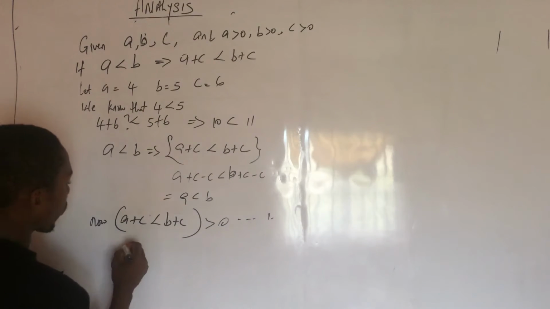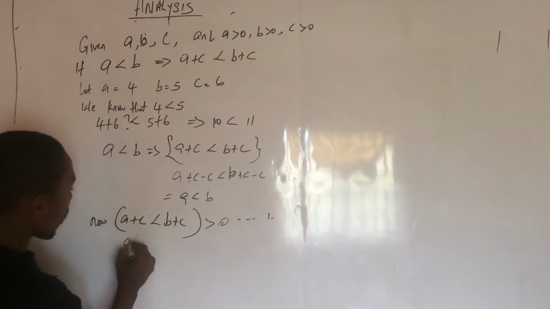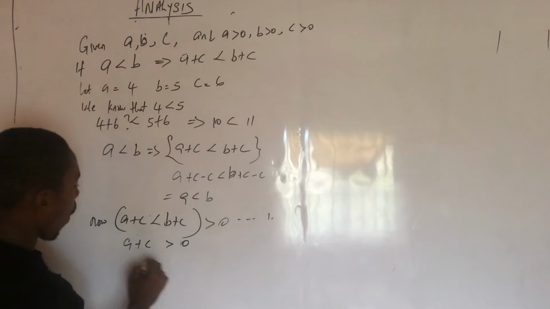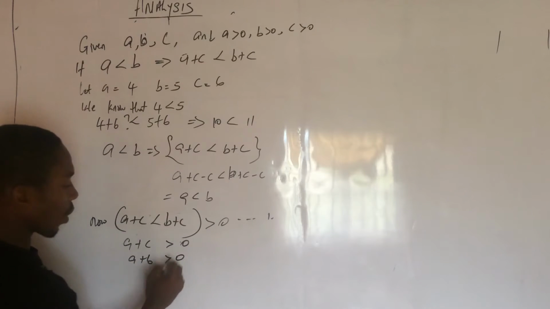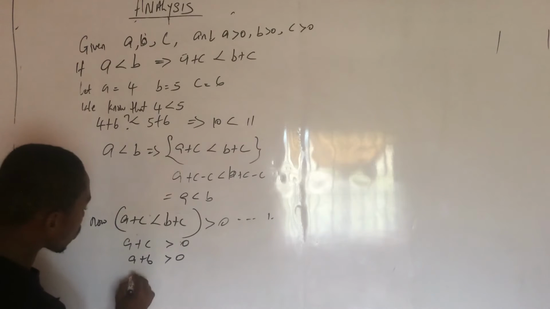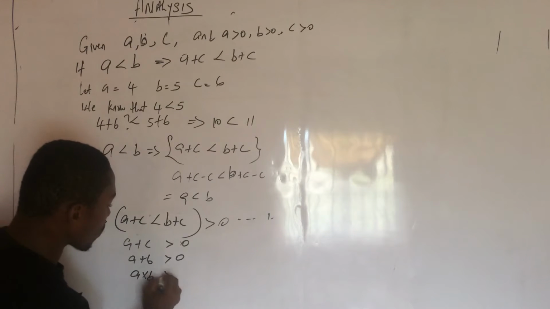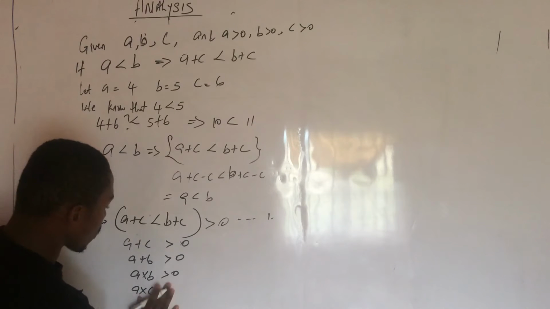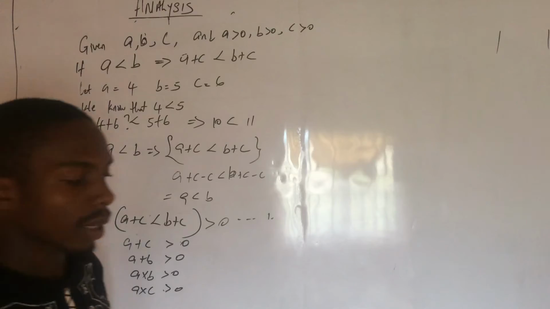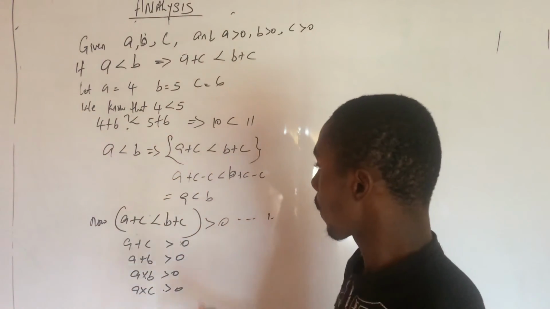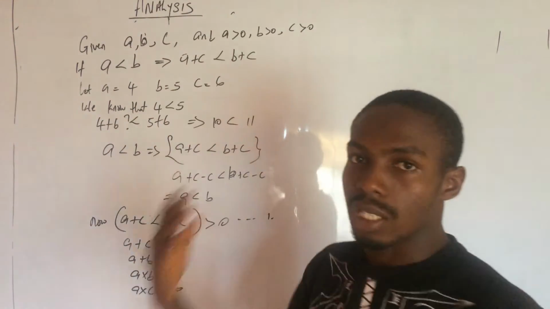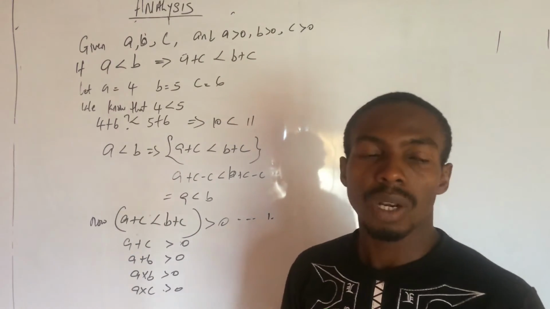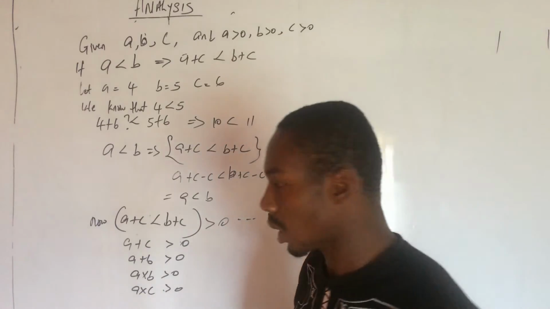Next one says A plus C must be greater than 0. Next one says A plus B must be greater than 0. Next, A multiplied by B must be greater than 0, and A multiplied by C must be greater than 0. The reason is because A is greater than 0 already, and B is greater than 0. Whenever you add anything greater than 0 to it, it must be greater than 0.